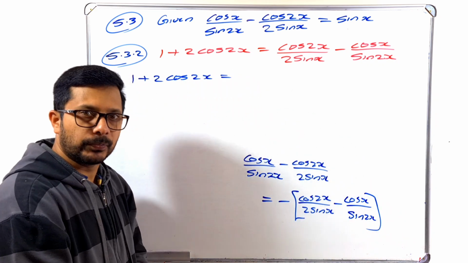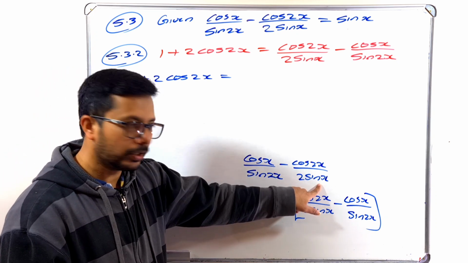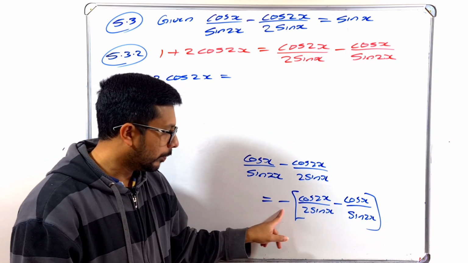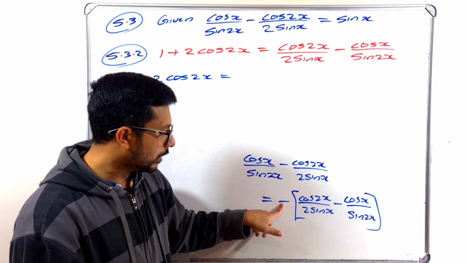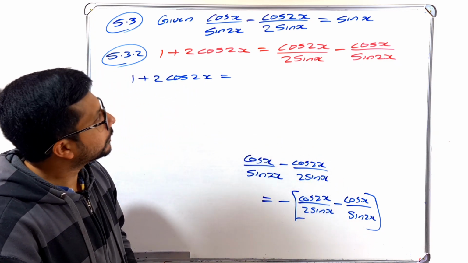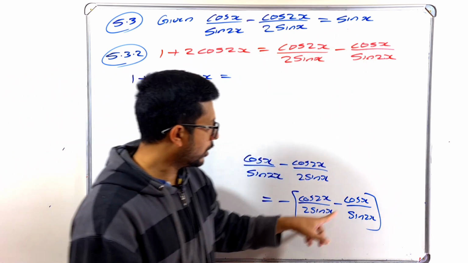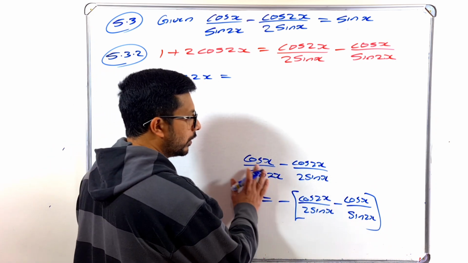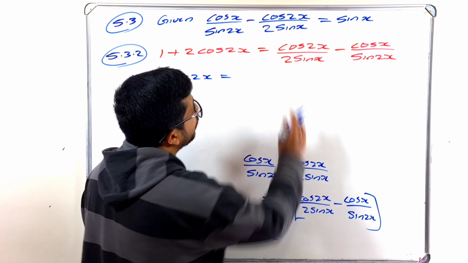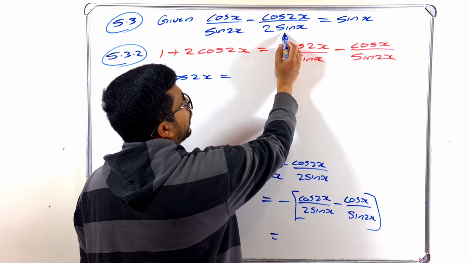Am I right? If I want to write this one first and this one second, I have to take a minus common factor. If you expand, minus into the second term, minus into minus, is plus cos x, that is this one. We know that this one is sin x. So what about this one? This is cos x divided by sin 2x, this is minus sin x.